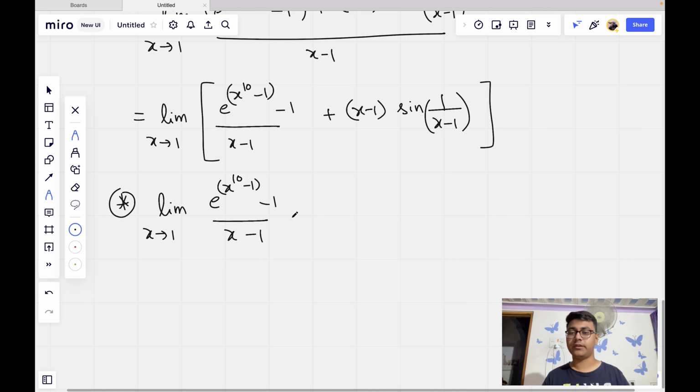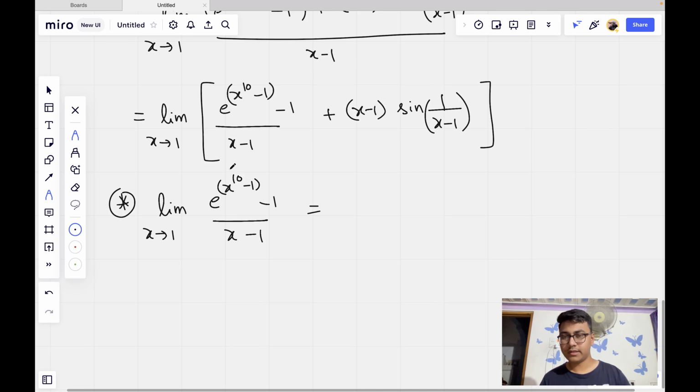This is the first limit, right? You can try it the hard way, maybe factoring x to the 10 minus 1 minus 1. You can try it the dirty way. You can maybe use L'Hopital's rule, because you have to check that it satisfies the conditions for L'Hopital's rule. But there's a smart way.